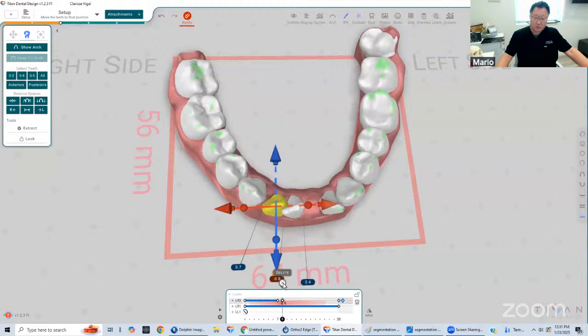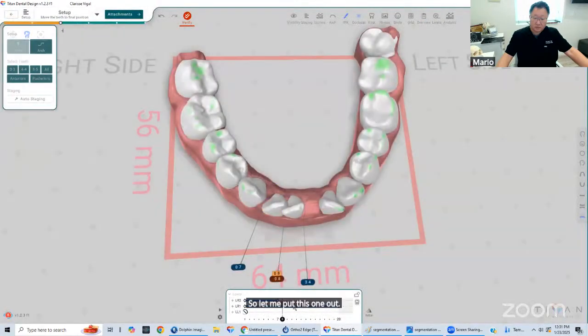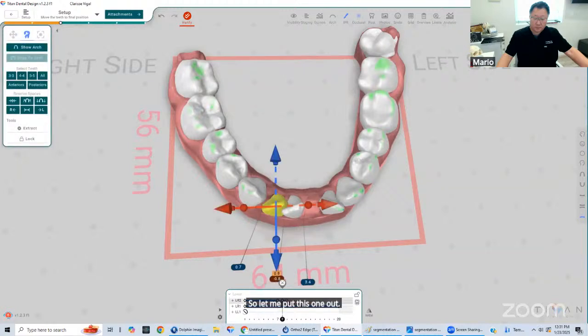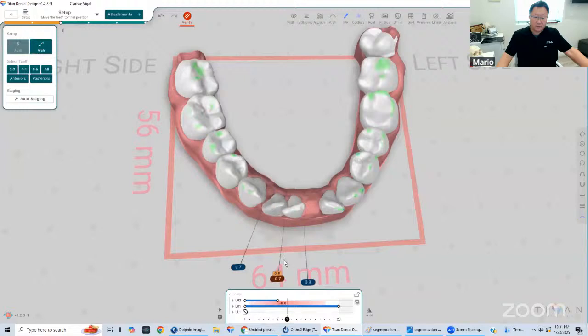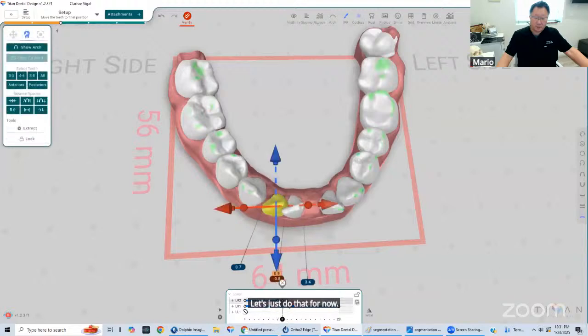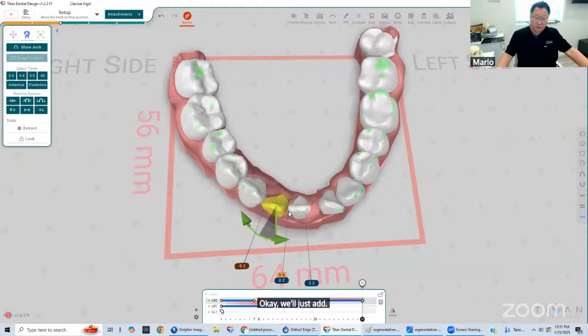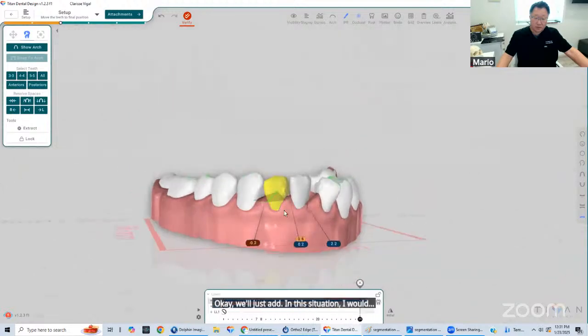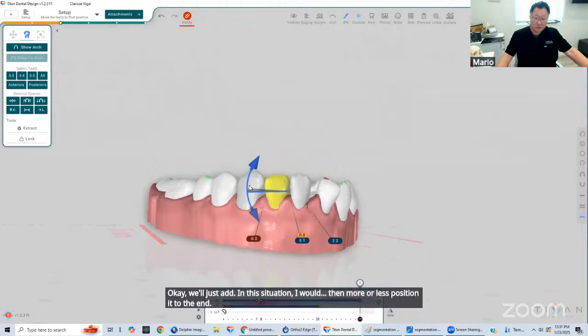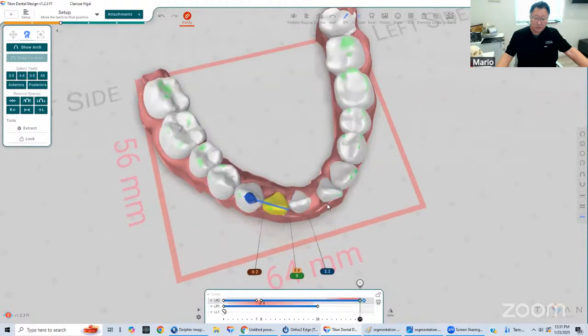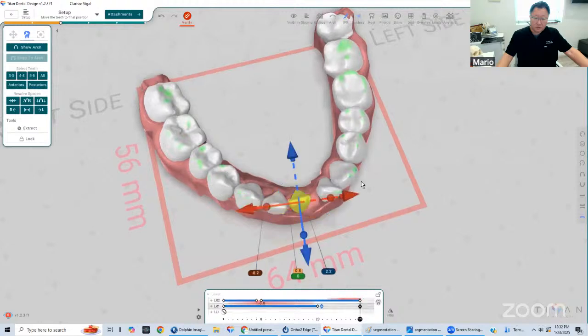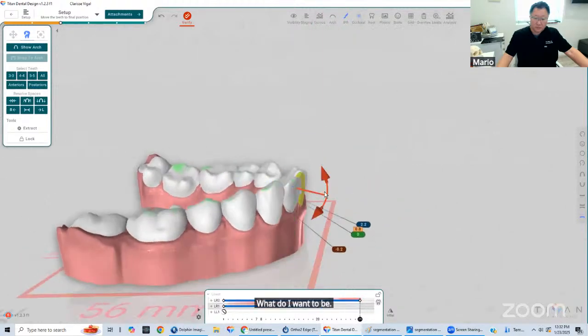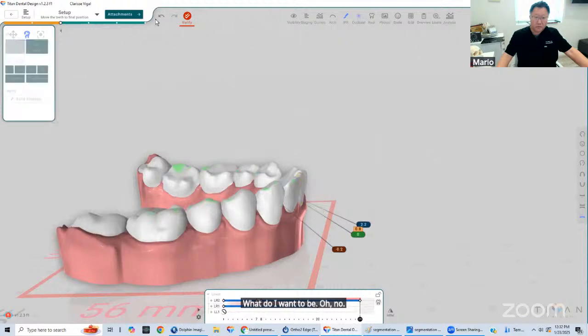So let me take this one out. Let's just do that for now. Okay, we'll just add. In this situation, I would then more or less position it to the end, where I want it to be.